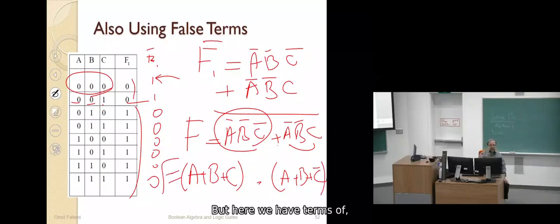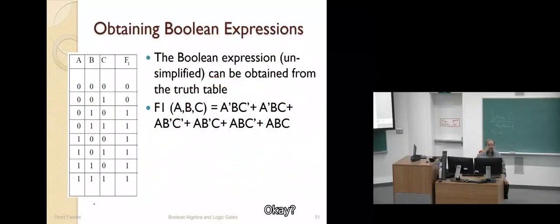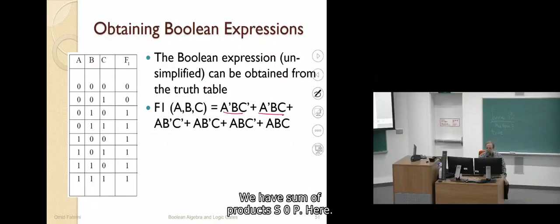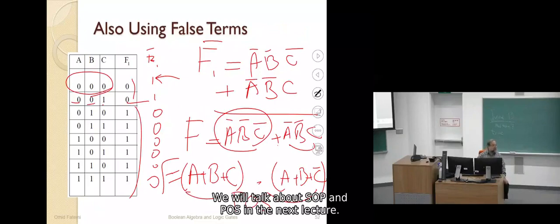But here we have terms of OR. There we have terms of ANDs. Here we have terms of ANDs. Just pay attention to this and then we go. Here we have sum of products, SOP. Here we have products of sum, POS. We will talk about SOP and POS in the next lecture.